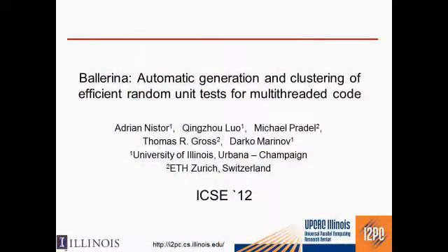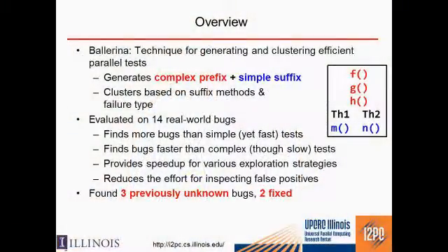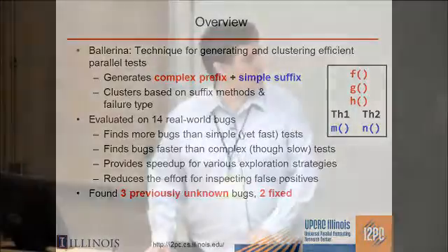And then the last thing that we did most recently was automatic generation and clustering of unit tests for multithreaded code. So rather than manually writing some of these, we try to automatically generate them. We call this technique Ballerina. It generates these tests using random generation to find randomly which methods to put.